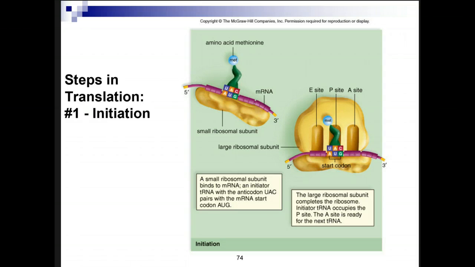The large ribosomal subunit attaches to the small subunit, holding the messenger RNA between the two subunits and holding the methionine tRNA in its first tRNA binding site. The ribosome is fully assembled at this point and translation is ready to begin. Let's watch an animation of just initiation.